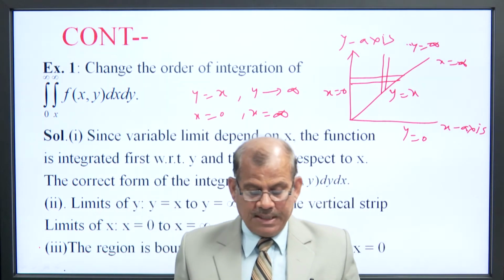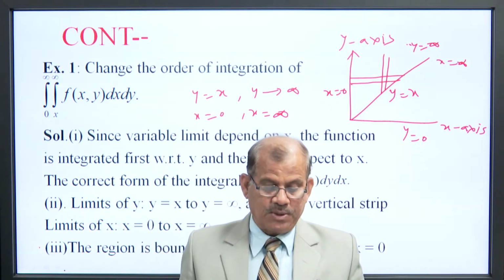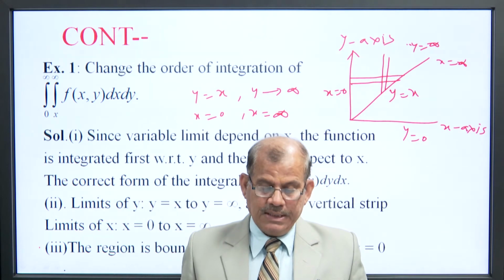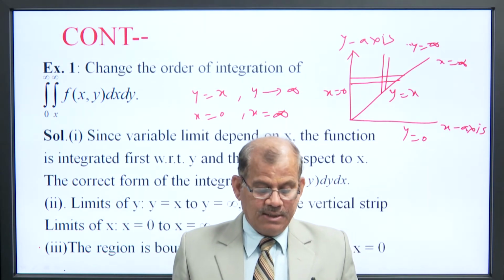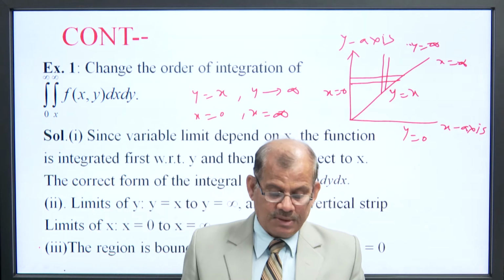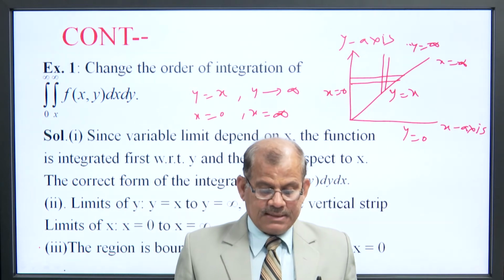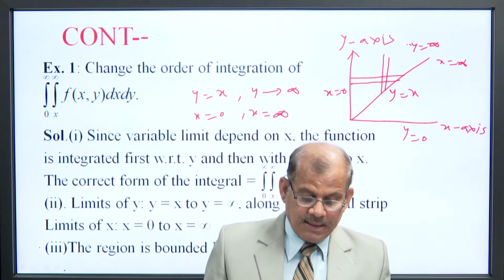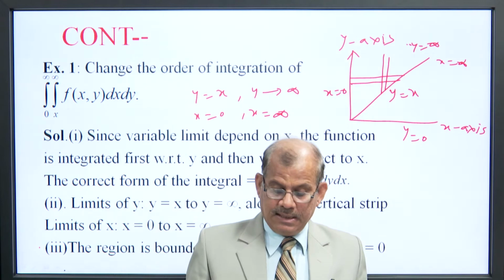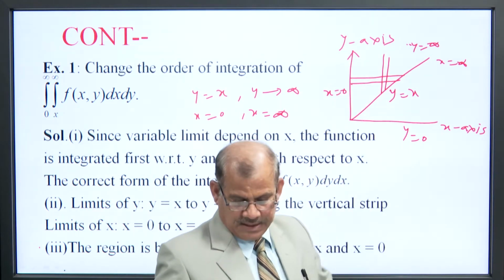Since the variable limit depends on x, the function is integrated first with respect to y and then with respect to x. The given form of the integral is the integral from 0 to infinity, x to infinity, f(x, y) dy dx. We have already discussed the limit of y is from y is equal to x to y is equal to infinity along the vertical strip, and the limit of x is from x is equal to 0 to x is equal to infinity. The region is bounded by the lines y is equal to x and x is equal to 0. It is the bounded region.